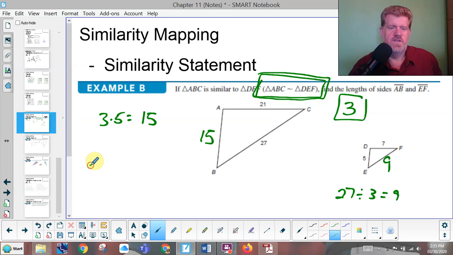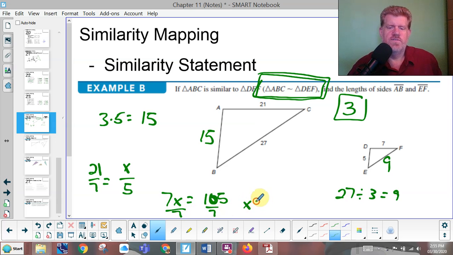You could say this: 21 over 7 is the same as, say I didn't know what this one was, x over 5. Then you just do a little cross multiplying. 7 times x equals 21 times 5. Solve for x by dividing by 7, and you get x equals 15. So, 2 ways to do it. It's nice when the scale factor is a whole number. It makes things a whole lot easier.